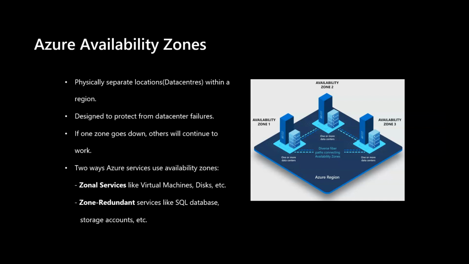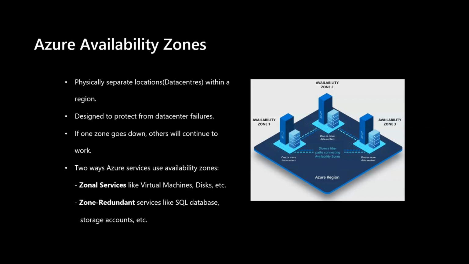There are two ways that Azure services use availability zones, that is zonal and zone redundant. Zonal resources include virtual machines, disks, and many more. Here, you can choose which availability zone you want to deploy to. In case of virtual machines, deploy two virtual machines, one in availability zone 1 and the other in availability zone 2 or maybe 3. This way, you ensure that if there is an outage in one availability zone, at least one of your virtual machines will still be available.